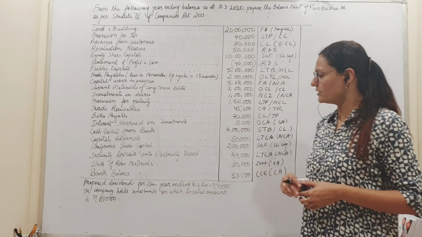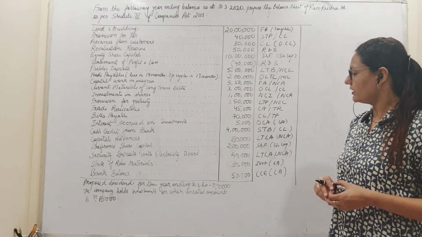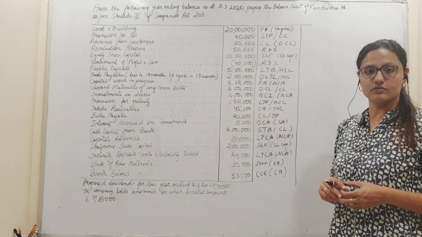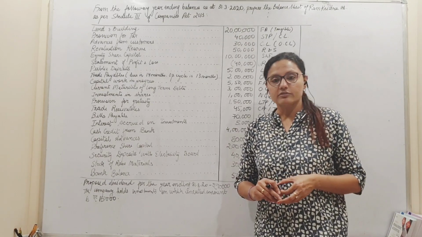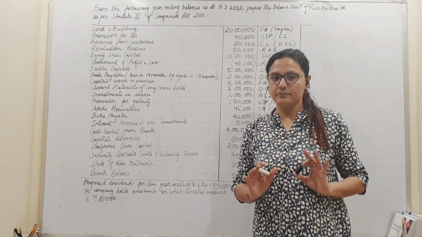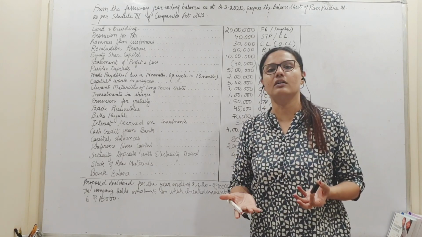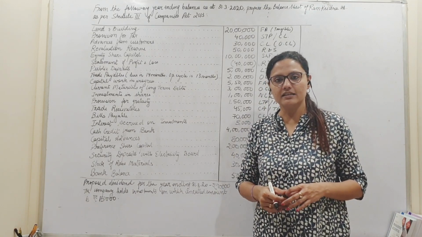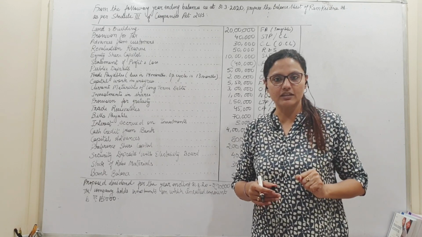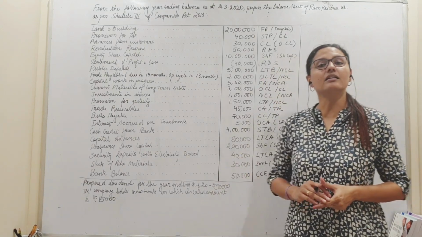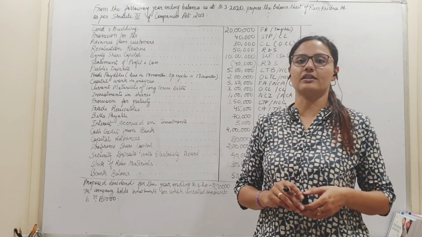Then, company holds investments on which uncalled amount of 15,000 is there. Now, investments you are owning of some other company, yes, and uncalled amount is 15,000. Suppose it is called, you will have to pay, right? So this is a commitment for the company. This will be shown under commitments in the notes to accounts.